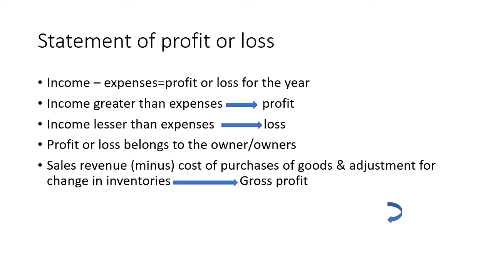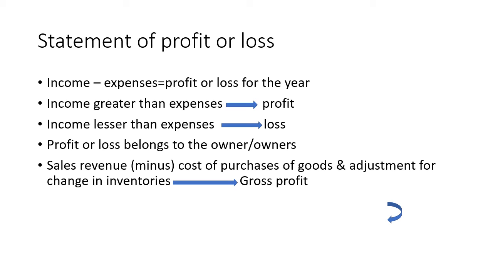Sales revenue minus cost of purchases of goods and adjustment for change in inventories equals gross profit. Sales revenue, income, minus the cost of purchases of goods, the things you're selling, and the adjustment for change in inventories. Change in inventory means how much opening inventory you had at the start of the financial year, and by the end of the year, how many goods have not been sold. What is your closing inventory?